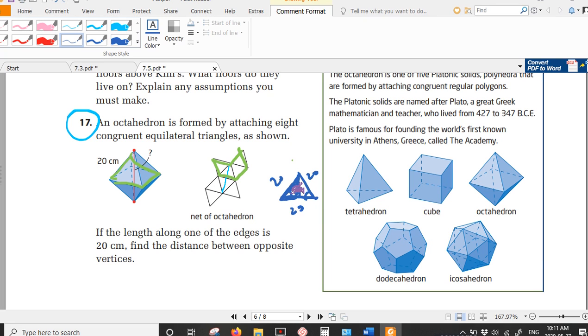This triangle in here, I know that angle is 60, I know that side is 20. Our job is to find that height. Once I do, multiply it by 2, I'm done.